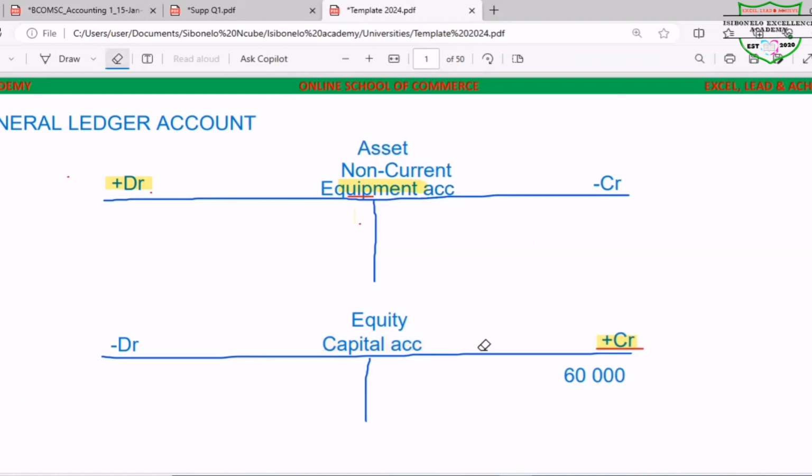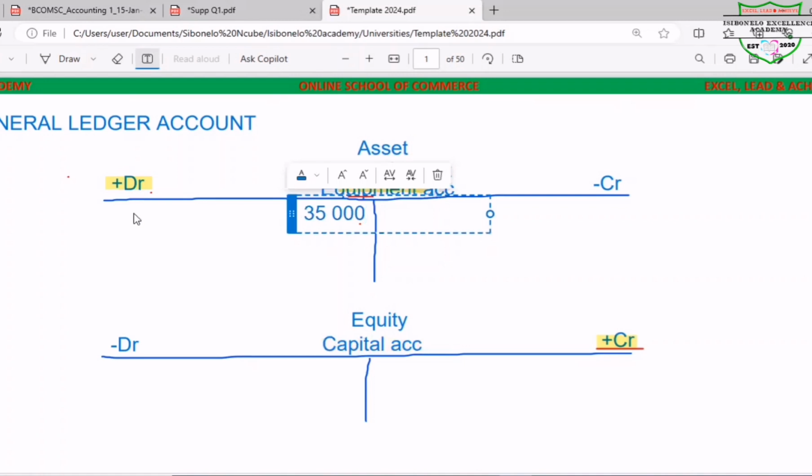And then the second account that we have identified is capital account. So I will not remove anything, I will just change the figure here because the value of equipment that has been contributed by the owner is 35,000. So this 35,000 will be debited because the value of our asset will increase since the business has received additional equipment from the owner. We are now having more assets. So assets always increase on the debit side. Every time the asset increases, you show that on the debit side.